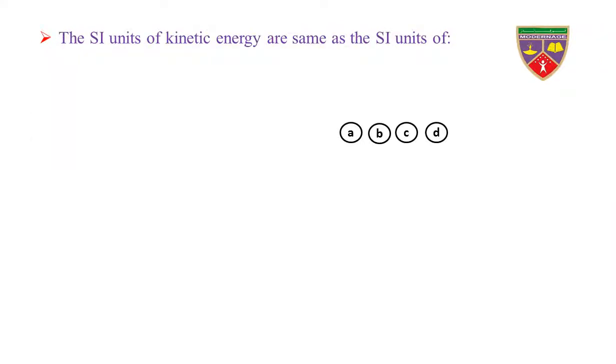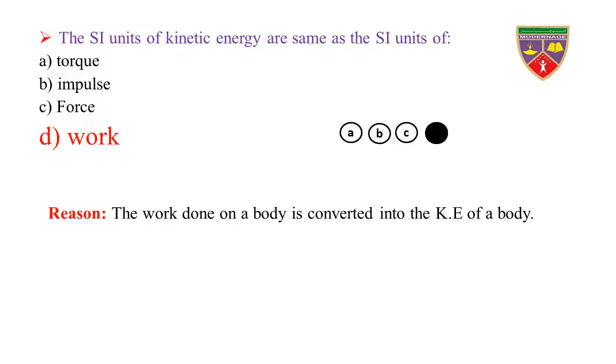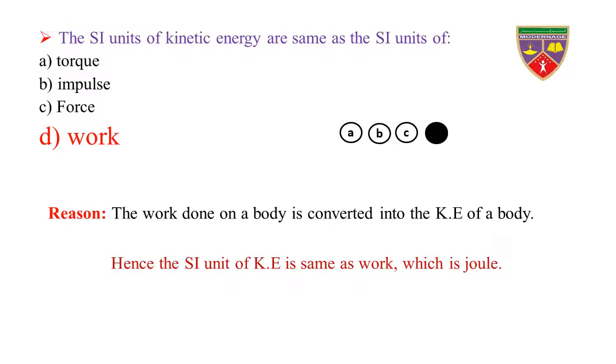The SI units of kinetic energy are the same as the SI units of: option A, torque; option B, impulse; option C, force; option D, work. The key is work. Therefore, the correct option is D. Reason. The work done on a body is converted into the kinetic energy of the body. Hence, the SI unit of kinetic energy is the same as work, which is joule.